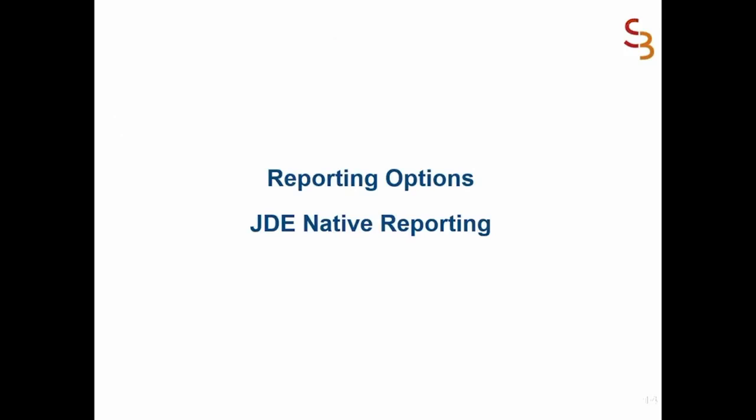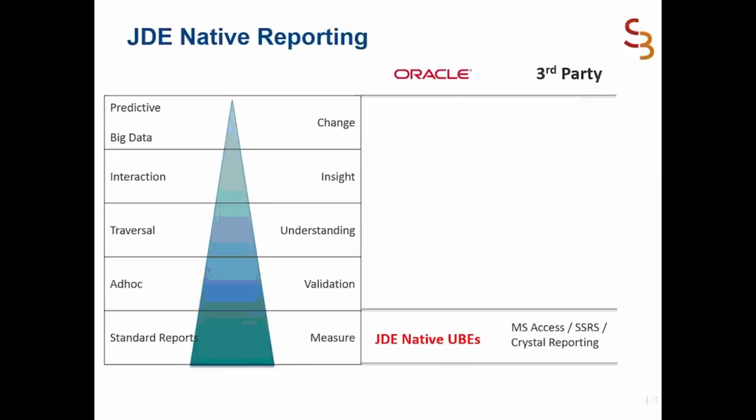Let's start with looking at the different reporting options. The first, JDE Native Reporting. JDE Native Reporting really is what you get out of your normal JD Edwards EnterpriseOne. This is equivalent to things that you might get out of Crystal Reporting, SQL Server Reporting Services, or even MS Access. They're static, basic reports. In the case of JDE Native Reporting, this is what you get out of the box when you have JD Edwards EnterpriseOne.